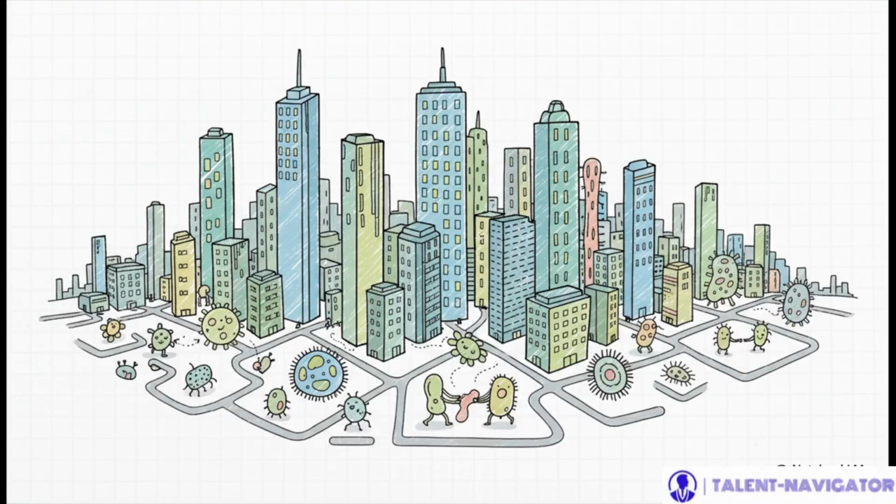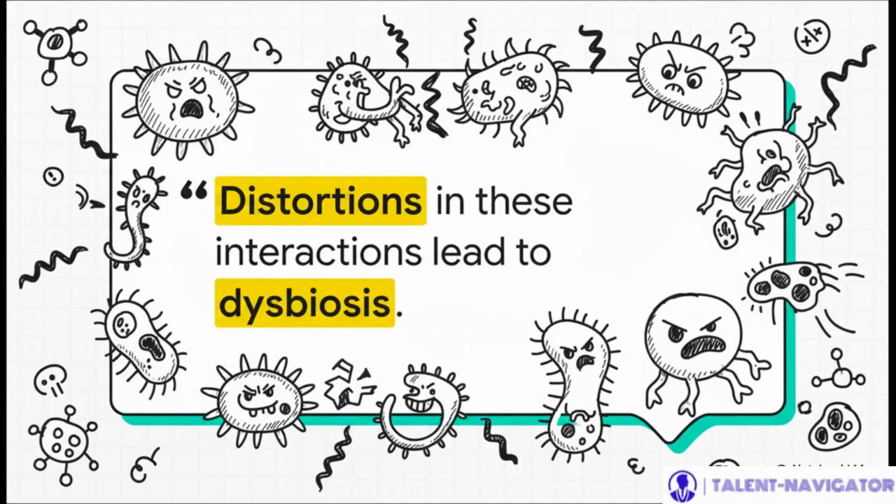Your gut isn't just some random collection of bacteria floating around. It's a bustling, microscopic city. It's a complex ecosystem where all these different microbes are interacting, cooperating, and competing for resources 24/7. And just like in any city, when the social order breaks down, you get problems. As our source material puts it so well, distortions in these interactions lead to dysbiosis. That's the scientific term for an unhealthy, imbalanced microbial community, which has been linked to tons of different diseases.